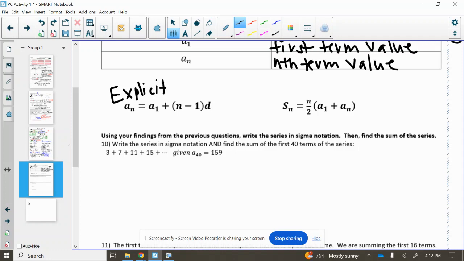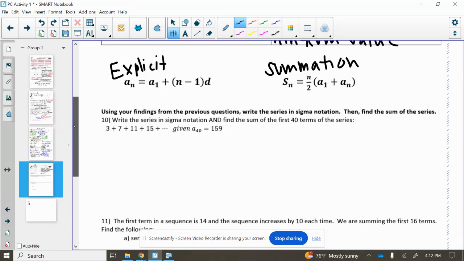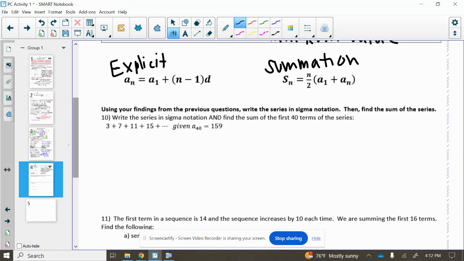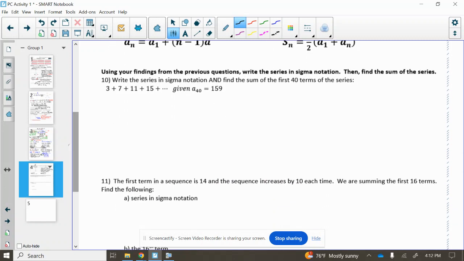Okay, so a lot of times you are going to want both of these handy, both this explicit formula that we talked about and the summation one for finding these, because sometimes we need the explicit in order to find the term number. So in these last two examples, in example 10, notice we have a sequence where we are adding 4 each time as our common difference.